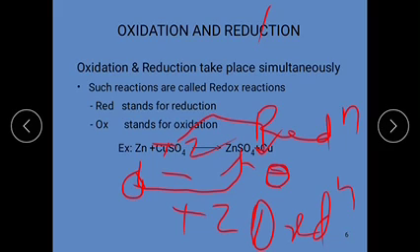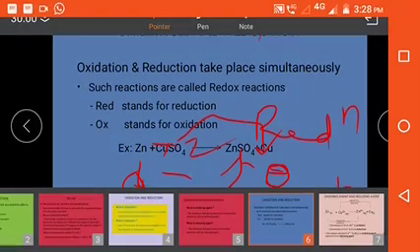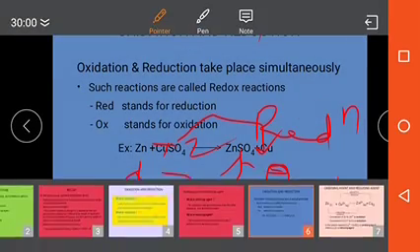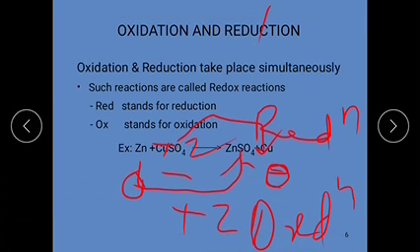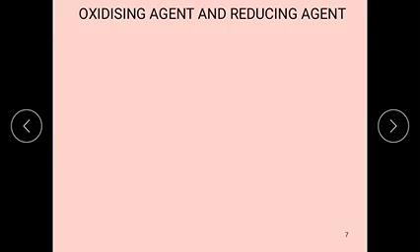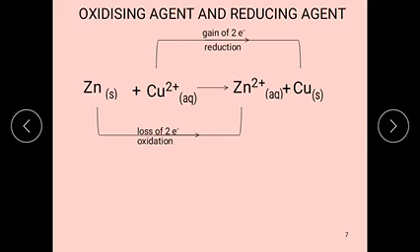In a reaction which contains both oxidation and reduction reactions simultaneously, it is called a redox reaction. If any reaction contains both oxidation and reduction, then it is called an oxidation and reduction reaction, or redox reaction. Now let us see the oxidizing agent and reducing agent.